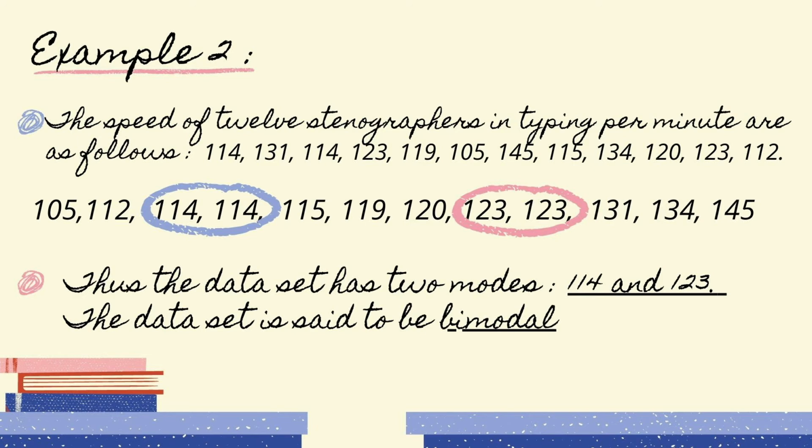Thus, the data set has two modes, which are 114 and 123, since both are the most repeated numbers. The data set is said to be bimodal. What does bimodal mean? Bimodal means you have two modes in your given data set.